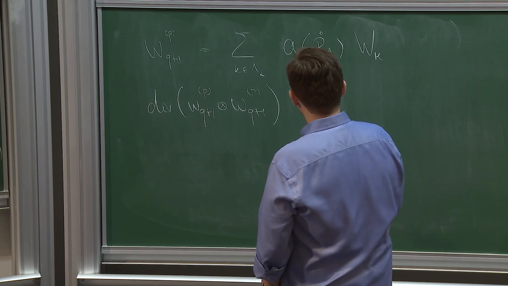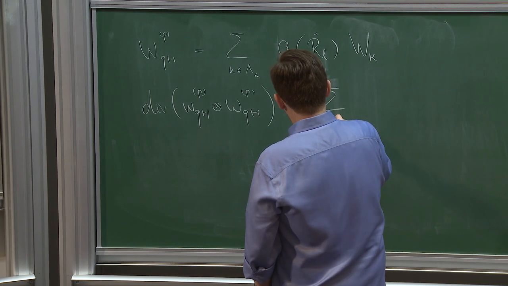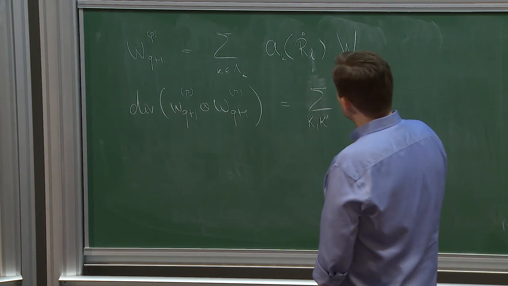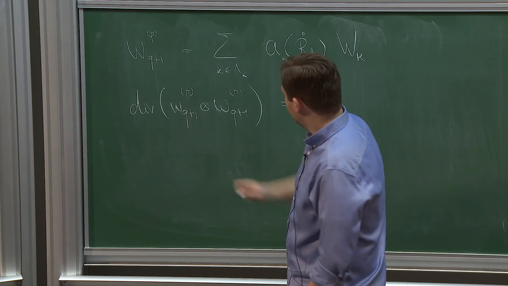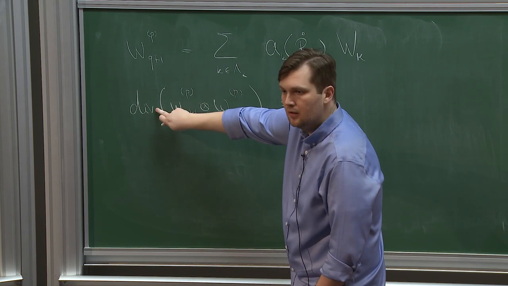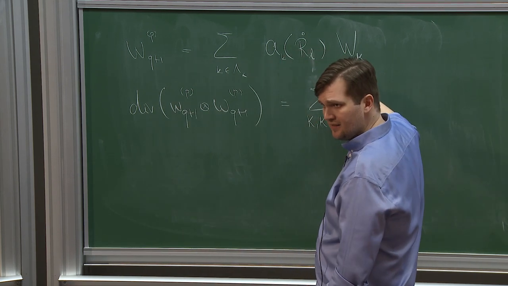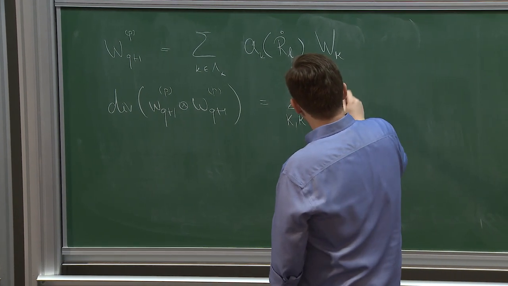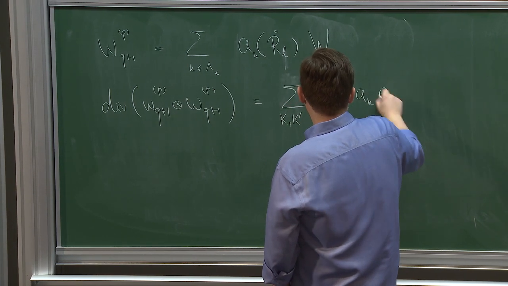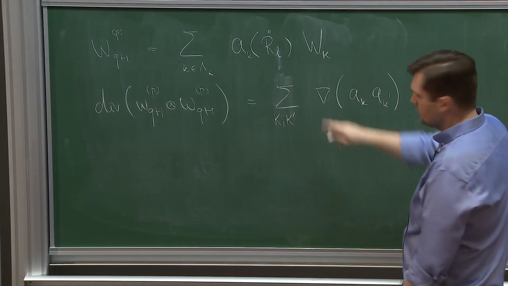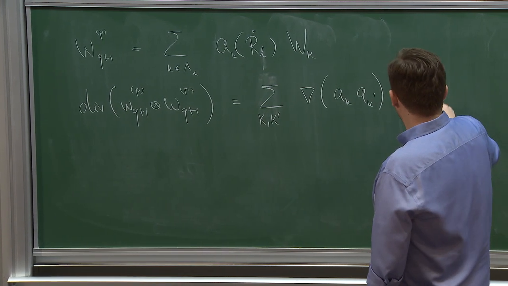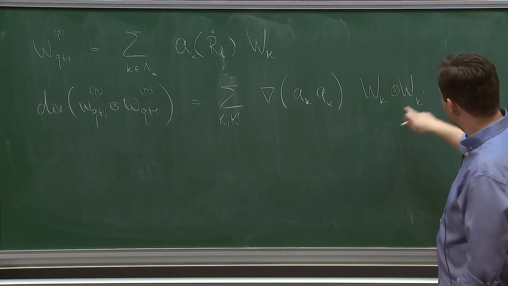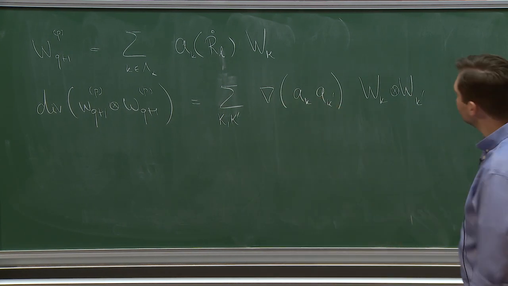How should I write this? Okay. Sum over k and k prime. These gradients can land either on the amplitudes or on the fast guys. So let's write first this down. So this is the vector contracted with this. So I should have written this and then this dot grad that.